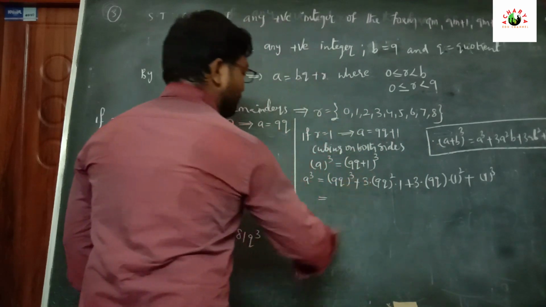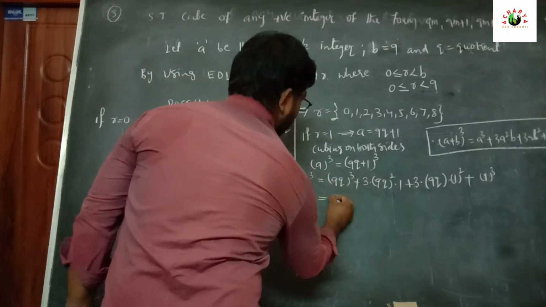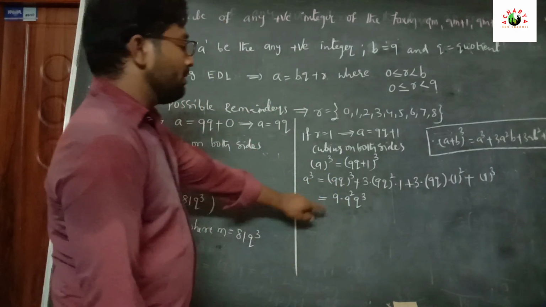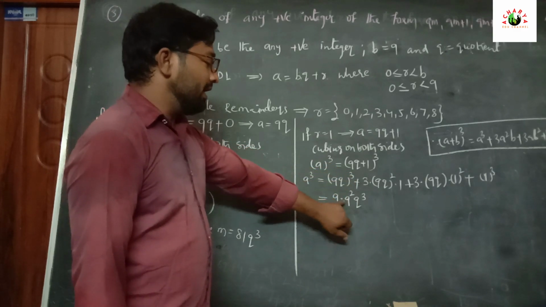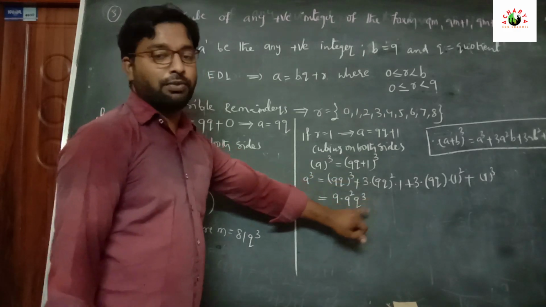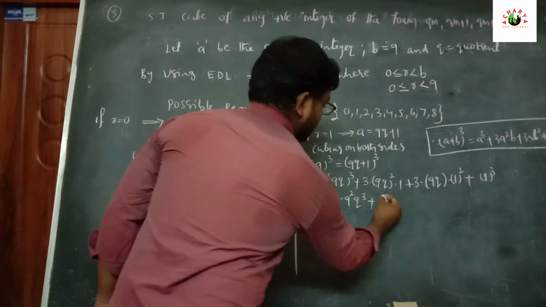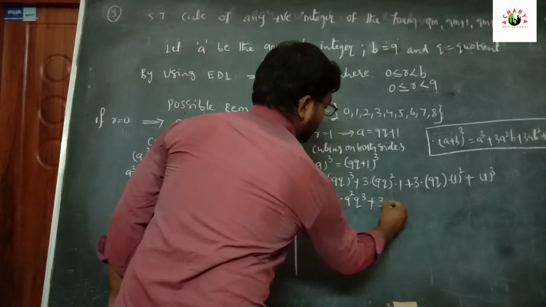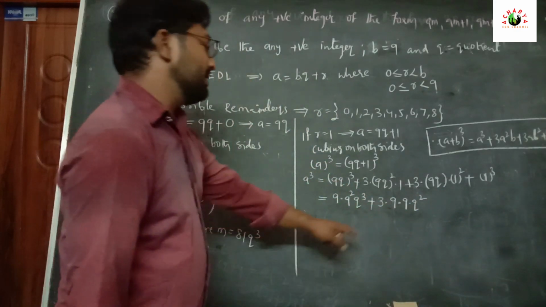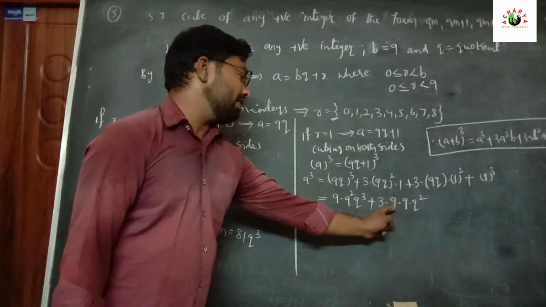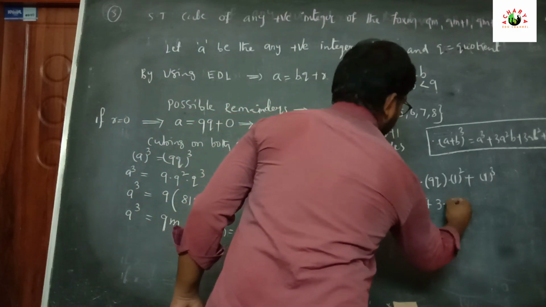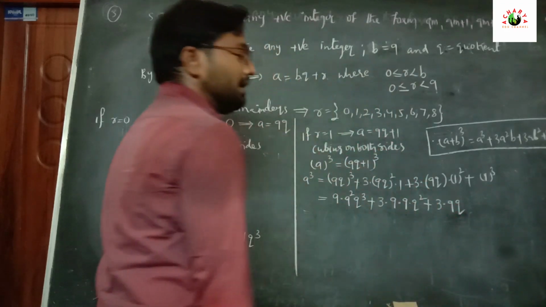Here, (9q) whole cube we can write as 9 into 9 square, q cube. Here 9 square and q cube, plus 3 into 9 into q square (3 into 9 squared... here two 9s), so 9 into q square, plus 3 into 9 into q, plus 1.